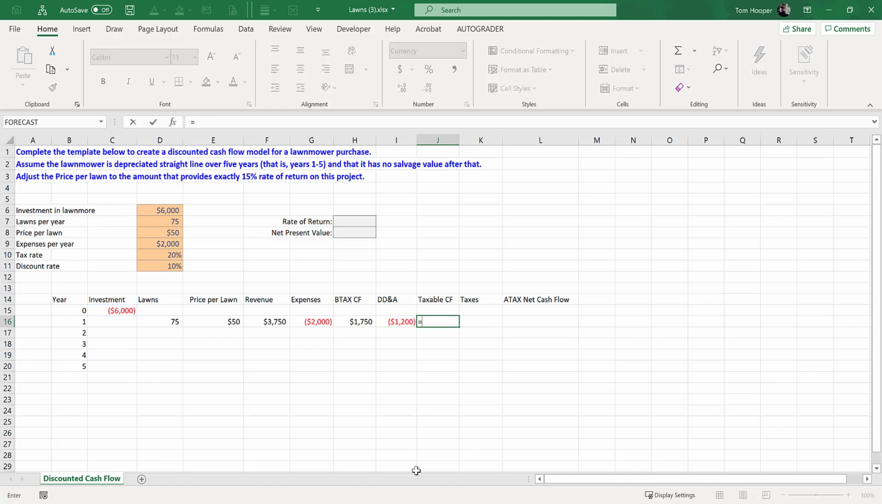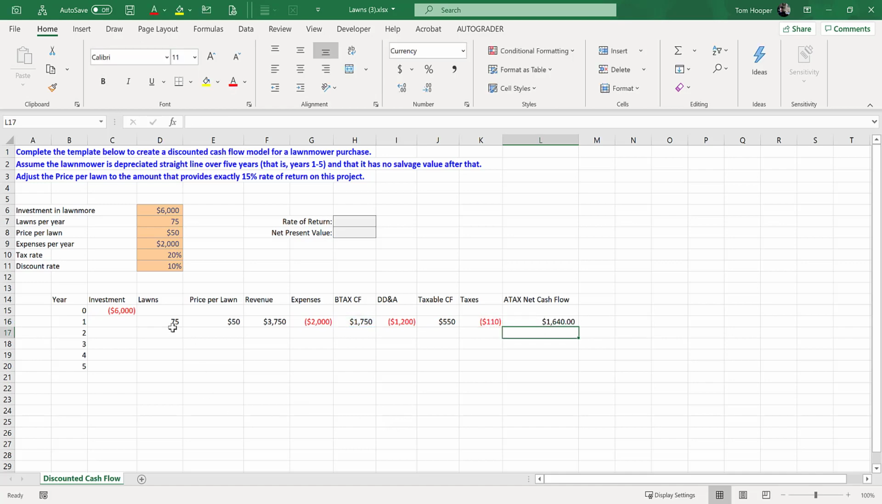Taxable cash flow. So revenue plus negative expenses is taxable. This investment is not taxable, and the investment is in here. And a lot of you double dipped. You put it in the BTax cash flow, and then you put it in the DD&A and paid taxes on it twice. So we don't want it in the taxable cash flow as a lump sum. We just want the DD&A in there. That's why we calculate the DD&A. And then the taxes becomes the negative tax rate times the cash flow. And the after-tax cash flow is the BTax cash flow plus the negative taxes.